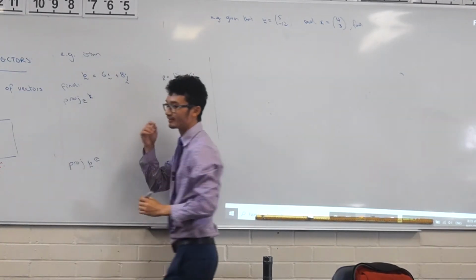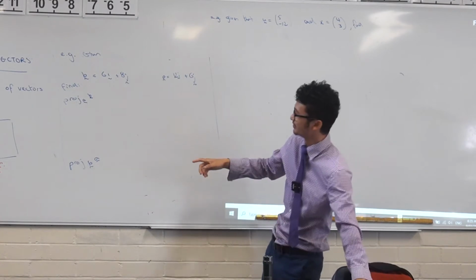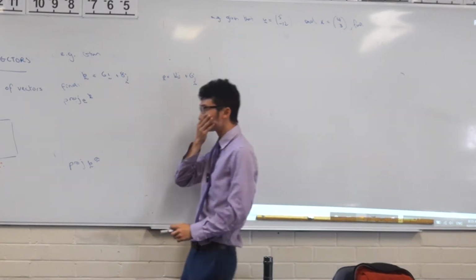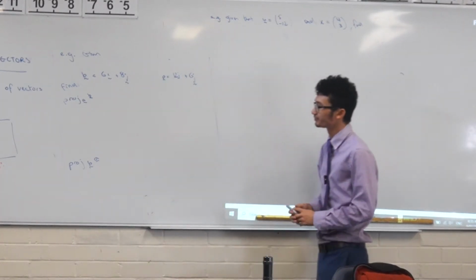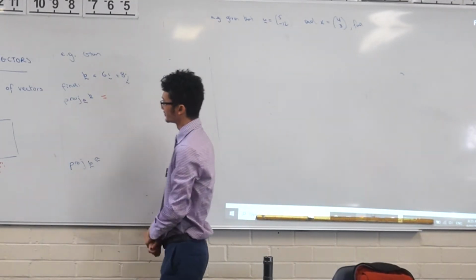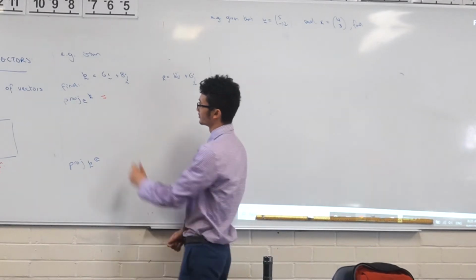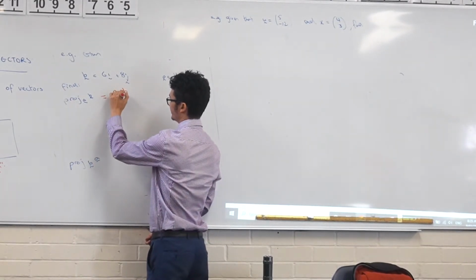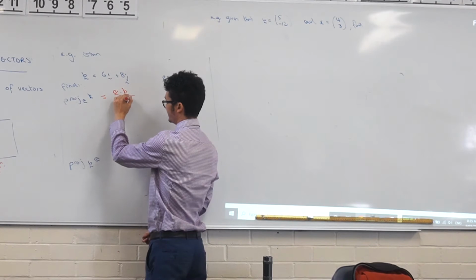Melissa, you do the first two with me. First one, the projection of B onto A. You have A times the dot product of A and B on the modulus of A squared times A. Put it in the calculator.